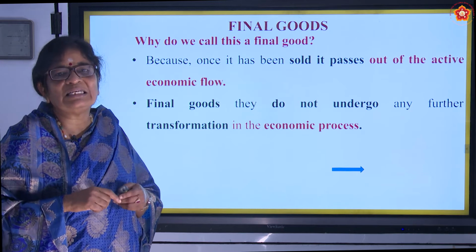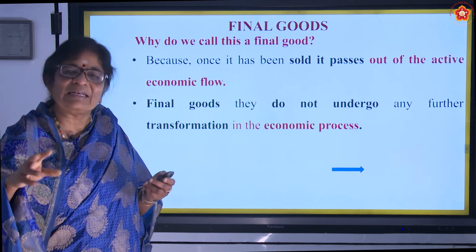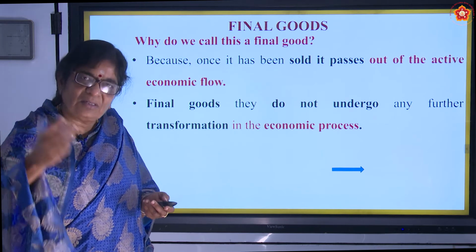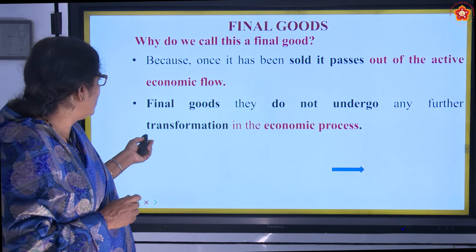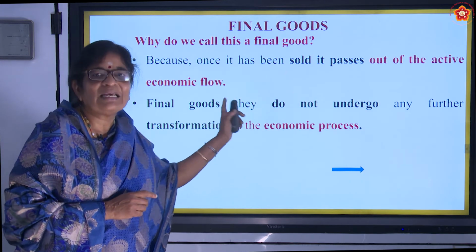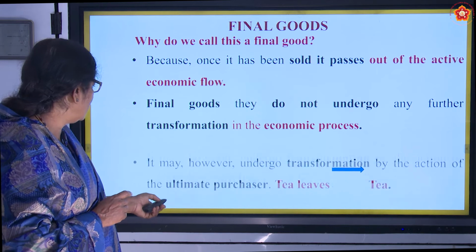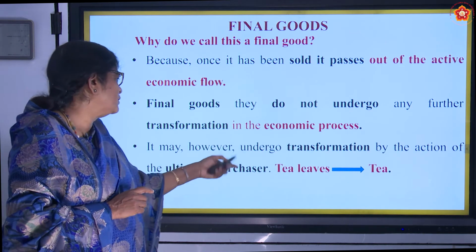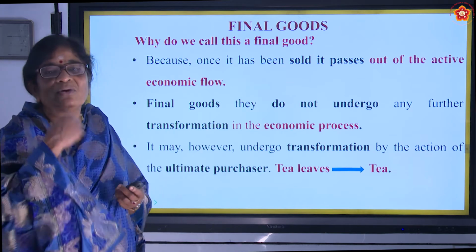He will convert tea leaves into tea, adding milk and sugar, and will sell each cup of tea at a high price in a restaurant. Therefore, final goods do not undergo transformation in the economic process, so we call it a final good. However, there is the transformation by the action of ultimate purchase. We are not going to eat tea leaves like that.